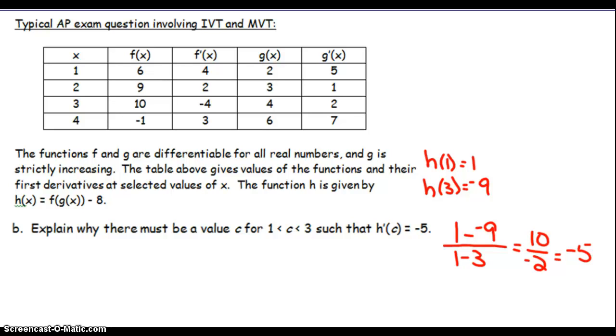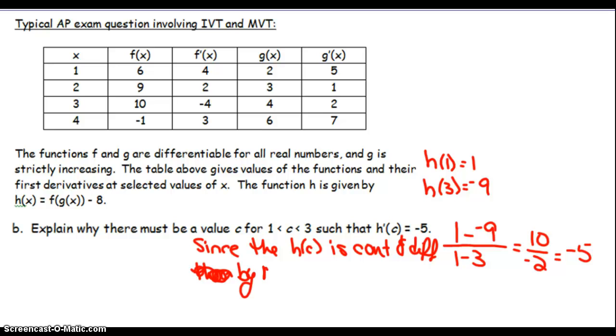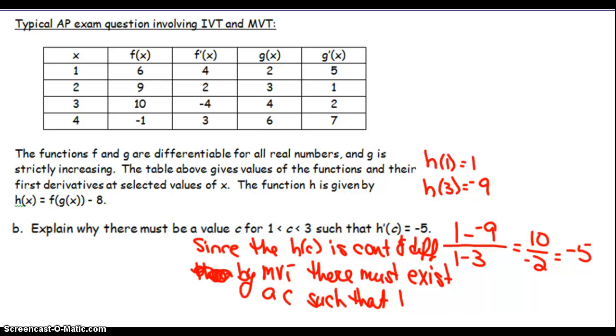So we state, okay, since the function h of c is continuous and differentiable, by MVT, there must exist a c such that h prime of c equals -5 by the slopes or average velocity.